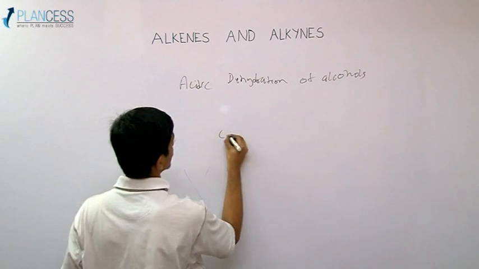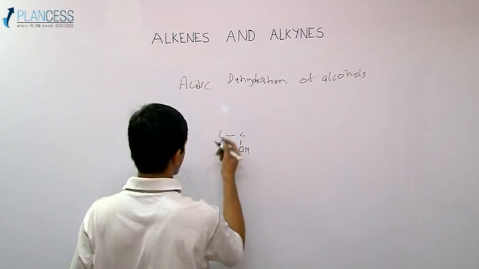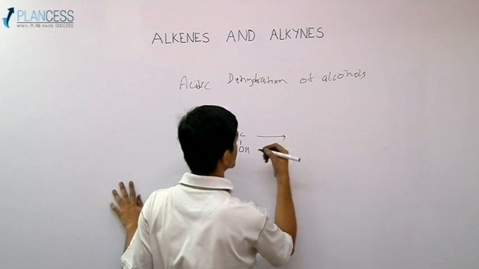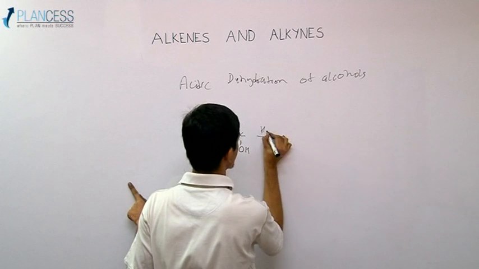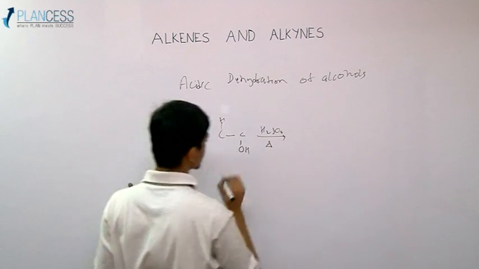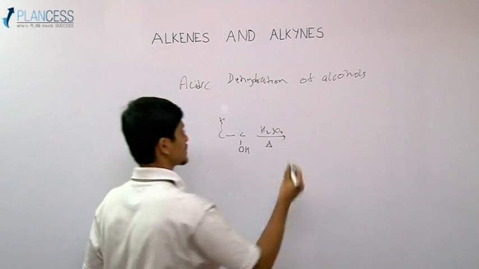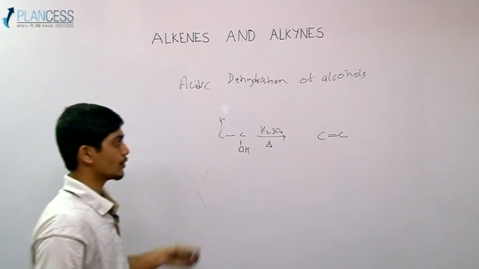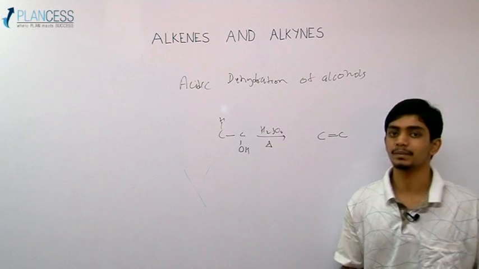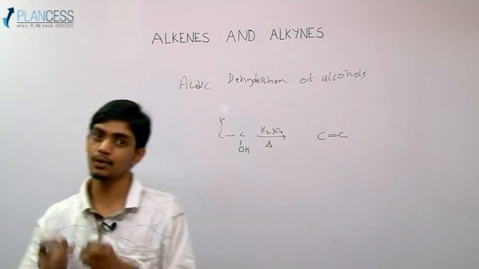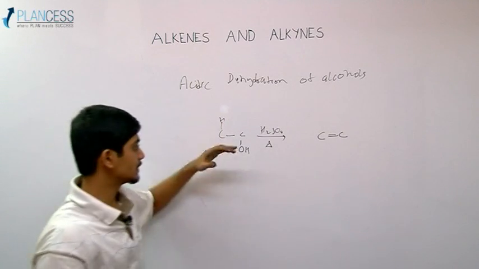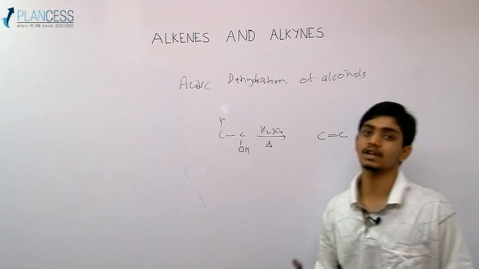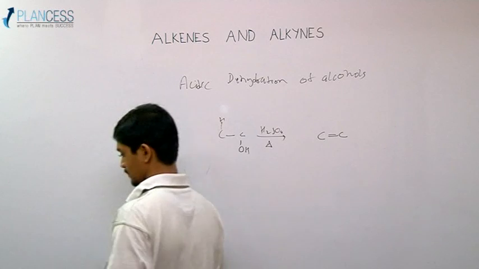That is, if you take any alcohol, something like this, and you treat it with the acid H2SO4 and heat, then the product you get is an alkene. And we can also know what the mechanism for this reaction is. The mechanism is the formation of a carbocation. This reaction involves the production of an intermediate, and that intermediate is a carbocation. Let us see how that happens.